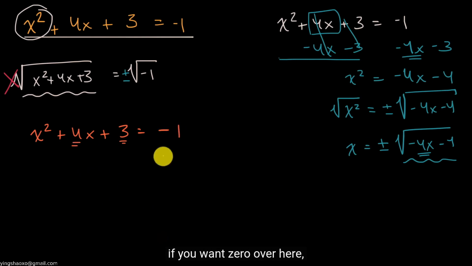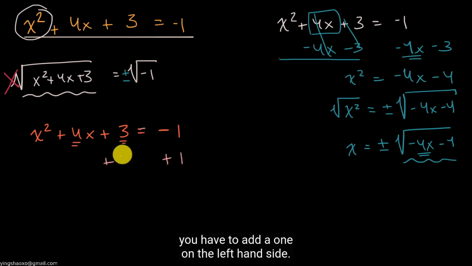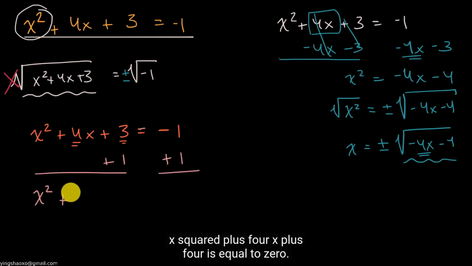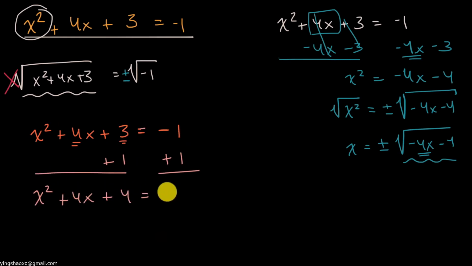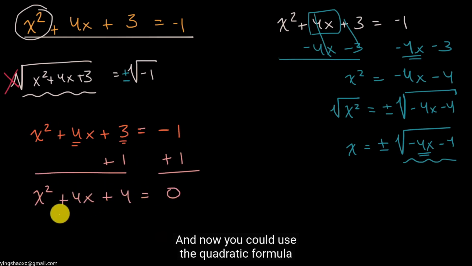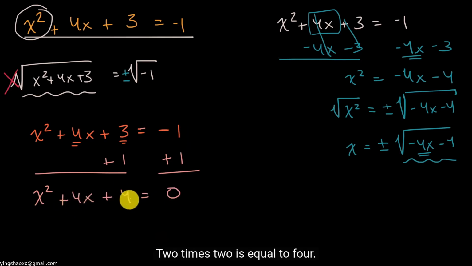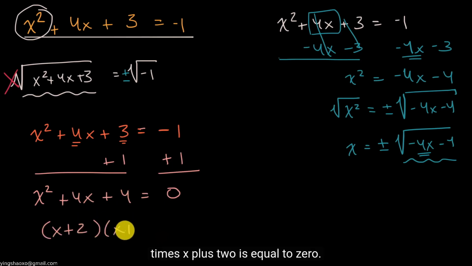So the way to approach this, if you want 0 over here, you want to add 1 on the right-hand side. And if you want to maintain the equality, you have to add a 1 on the left-hand side. And so you're going to get x squared plus 4x plus 4 is equal to 0. And now you could use a quadratic formula, or you could factor. You might recognize 2 plus 2 is equal to 4. 2 times 2 is equal to 4. So you could say x plus 2 times x plus 2 is equal to 0.